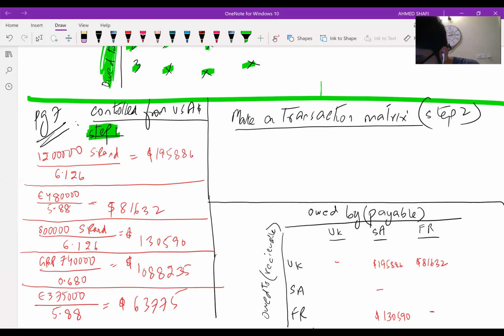Fourth transaction, receivable South Africa, payable UK. Receivable select South Africa, payable select UK. What is the transaction? $1,088,235, because every transaction is now converted in dollars. And the last transaction, receivable South Africa, payable France. Receivable is South Africa here, payable is France here. What is the amount? 63775. Okay, whatever columns and rows are left empty, leave them. We can't do anything if there are no transactions.